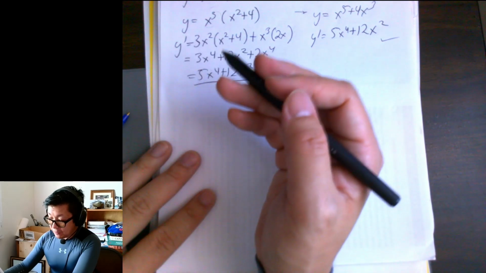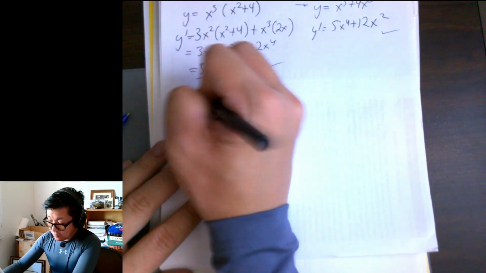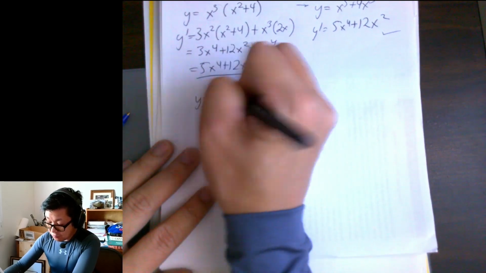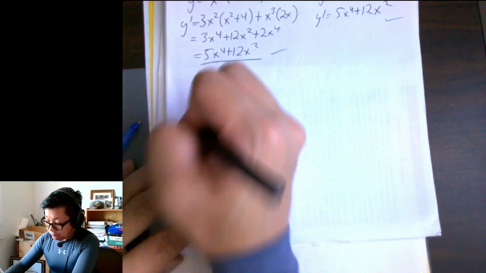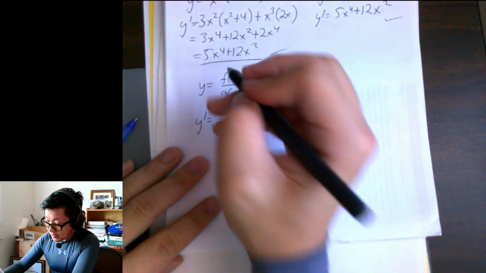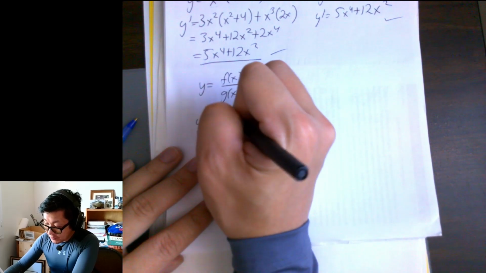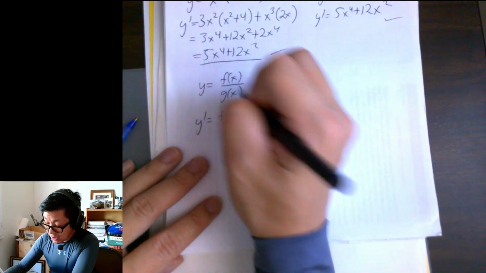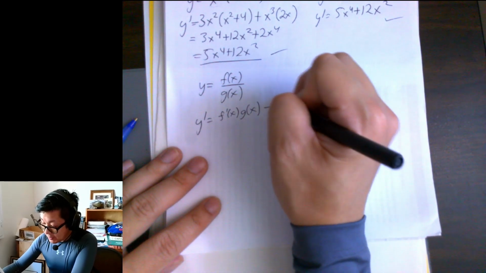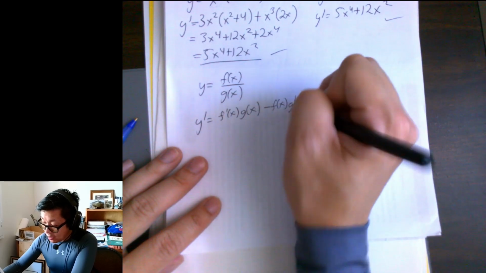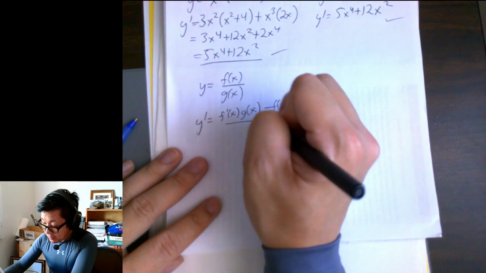Quotient rule covers fractions. So if your function is a rational function, or just any quotient, the derivative of this will be the derivative of the top times the bottom minus top times the derivative of the bottom, all over the bottom squared.